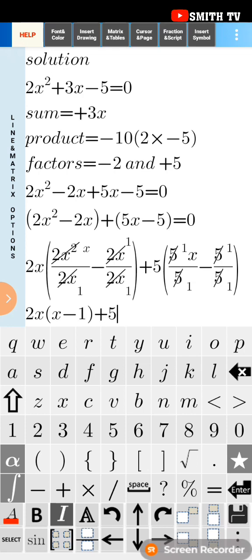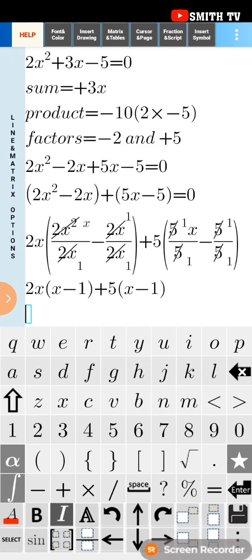Now I have my plus 5, open bracket. Then I still also have x. So my x, I'll write it out. Minus, I have 1 over 1. So I'll just write it as 1. Now close my bracket.